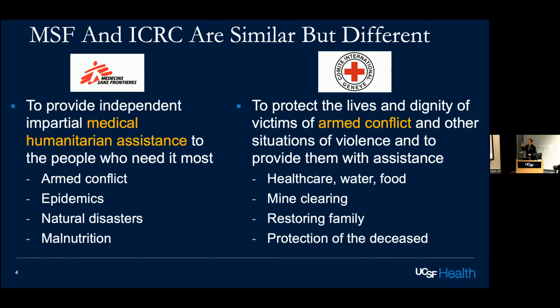So they do a lot of water and food security, mine clearing. They restore family. They have the ability to go into prisoner of war camps, make sure they see who's alive or not, and then get them in touch with their family. And it's a huge thing that they do. And then they do a lot of protection of the deceased as well, and register all these people. There's an amazing museum in Geneva about what they do. That's a lot kind of like the Holocaust Museum in many ways. It's phenomenal.